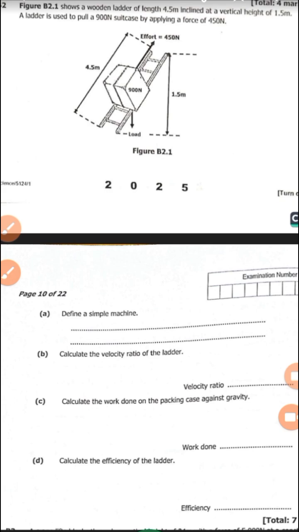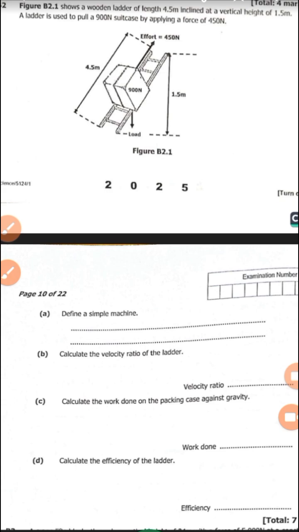What is a simple machine? A simple machine is basically a device used to make work easy. So anything we use to make work easy, for example, a spanner and a wheelbarrow, etc. We have so many devices which we use to make our work easy. Those devices are good examples of simple machines. So that was the answer that was required on question A: a device used to make work easy.